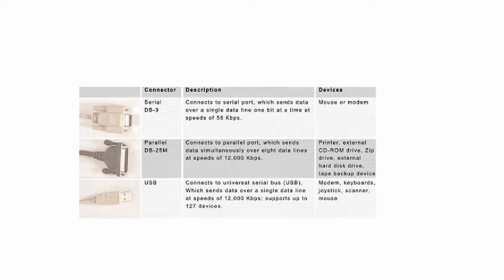Parallel DB25M connects to the parallel port, which sends data simultaneously over 8 data lines at speeds of 12,000 kilobytes per second. The devices that used it were printer, external CD-ROM drive, zip drive, external hard disk drive, and tape backup device. All these older generation devices use this.